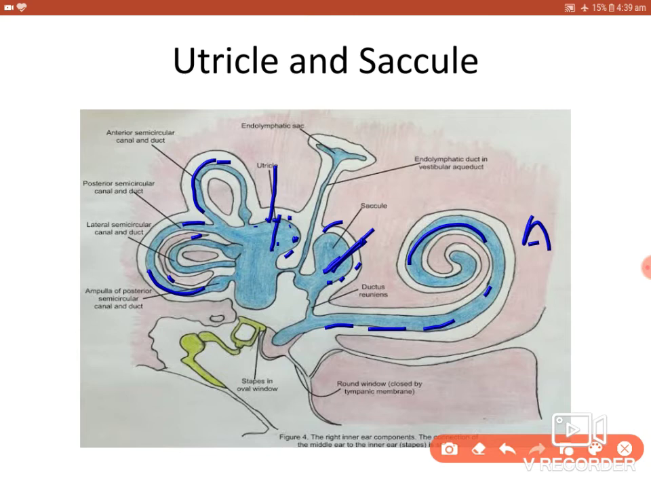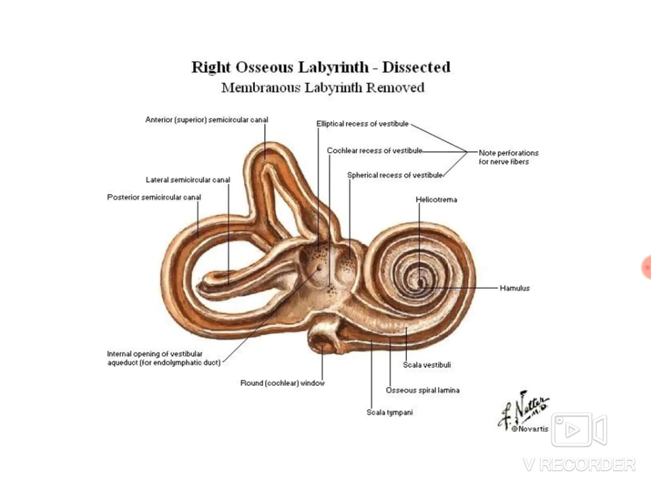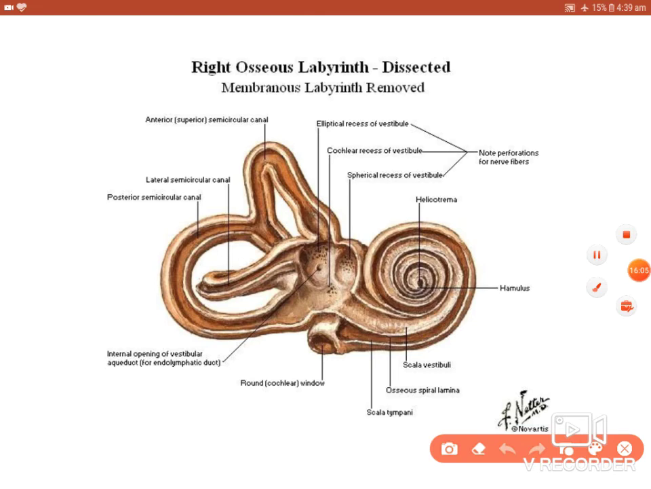We'll move back to the previous image. Here in the vestibule you can see the spherical recess, which lodges the saccule. Then here you can see the elliptical recess, which lodges the utricle.